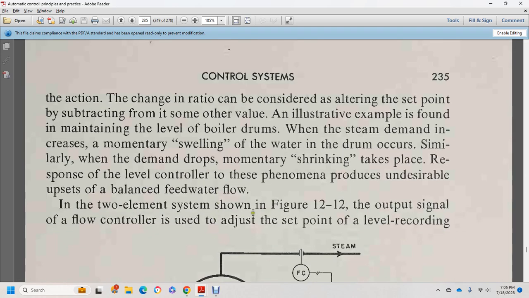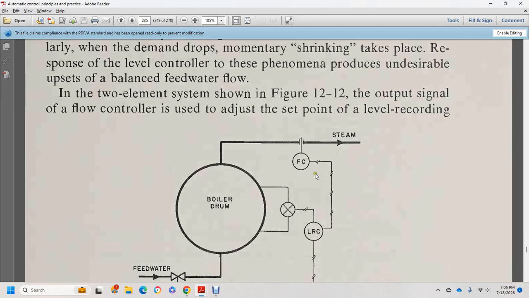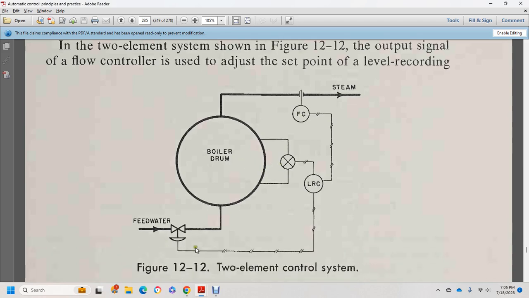In the two element system shown in figure 12.12, the output signal of the flow controller is used to adjust the set point of the level recorder. So you have the flow controller, and then you have the level recorder, boiler drum, and steam and feed water.